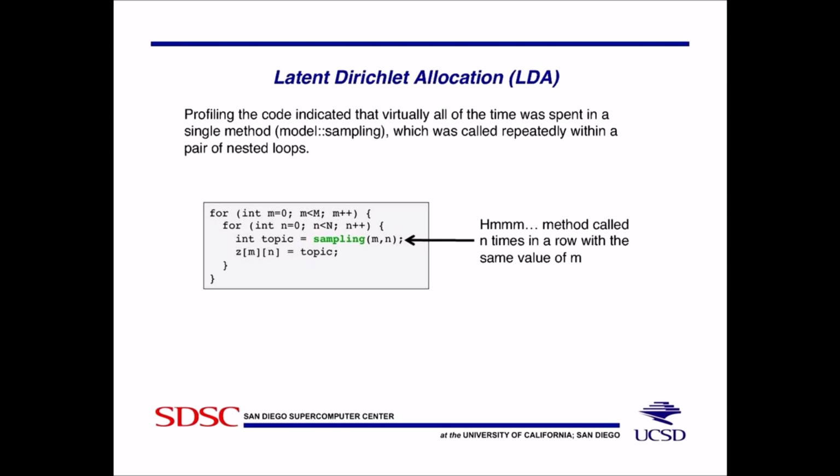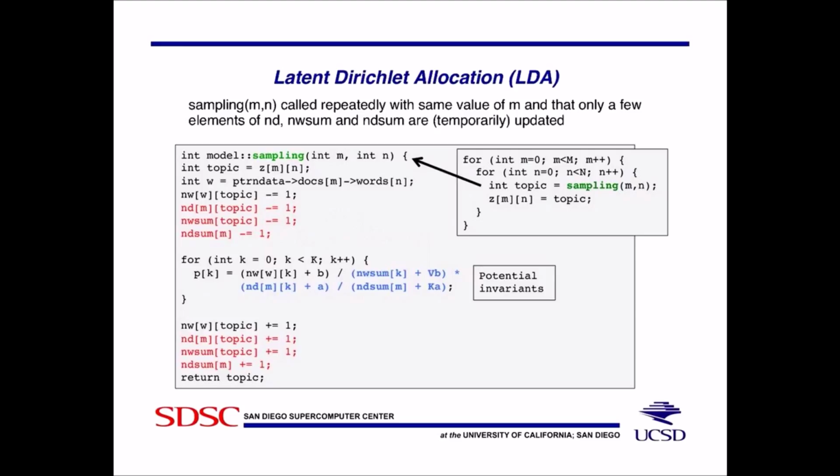So you can see in this little snippet of code that we have an outer loop over index M, we have an inner loop over index N, and then we'll make the call to the sampling method. It returns a single integer, which is then stored in a two-dimensional array. And of course, what jumped out at me here is that this method is being called N times in a row with the same value of M. So it made me think that there may be some opportunity for reuse, for pre-calculating results and using them multiple times.